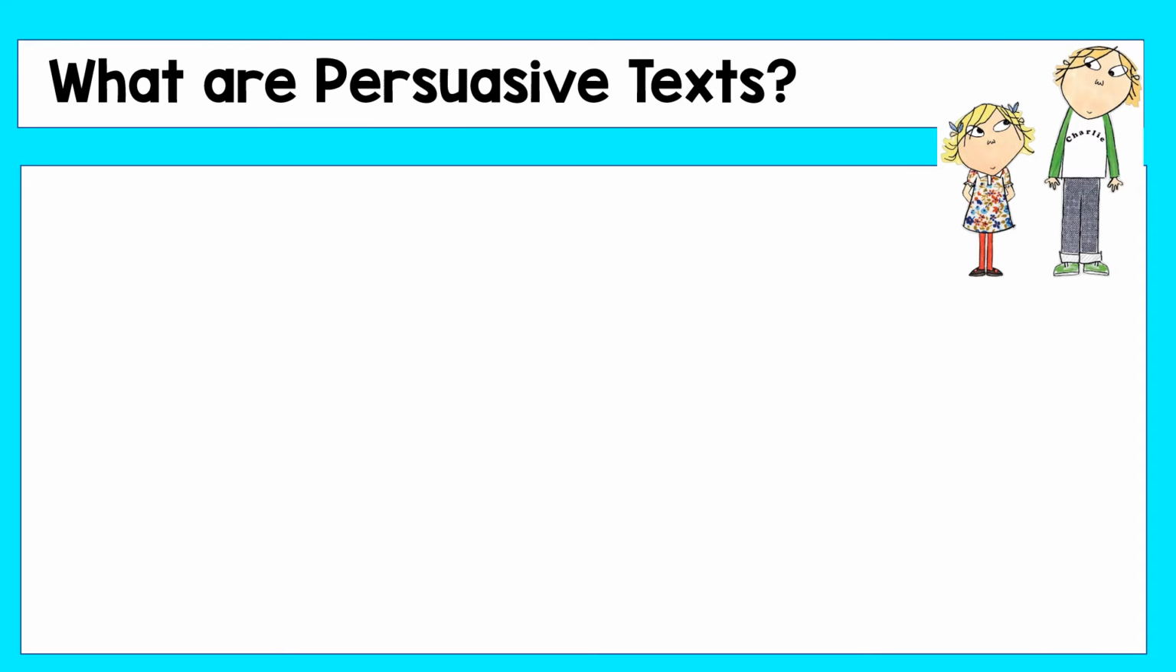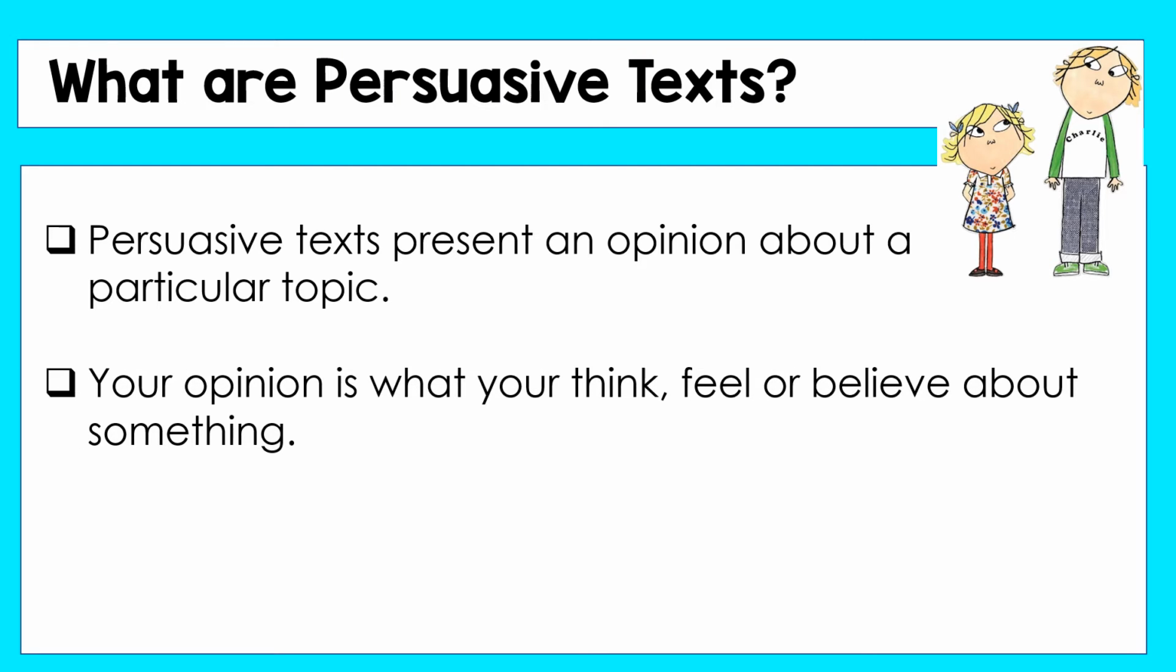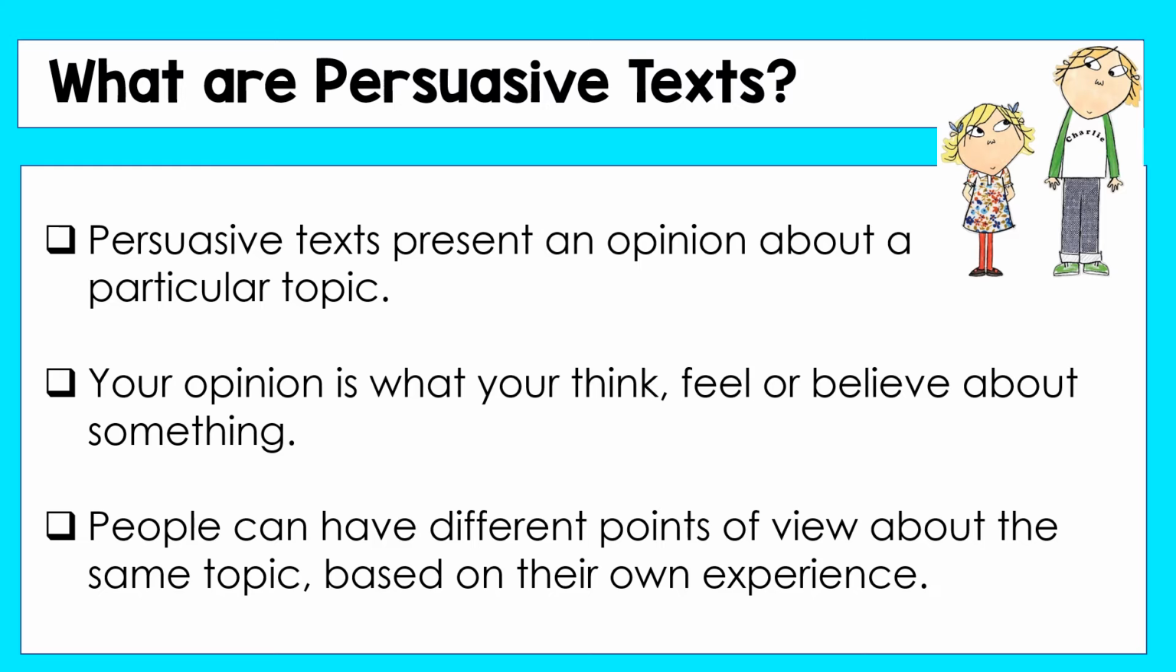So what is persuasive writing? Let's go over it one more time, what a persuasive text is. Persuasive text presents an opinion about a particular topic. Your opinion is what you think, feel, or believe about something. People can have different points of view about the same topic based on their own experiences.